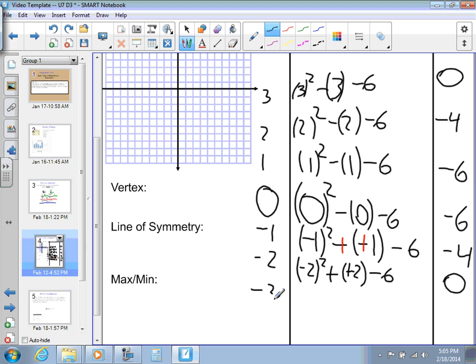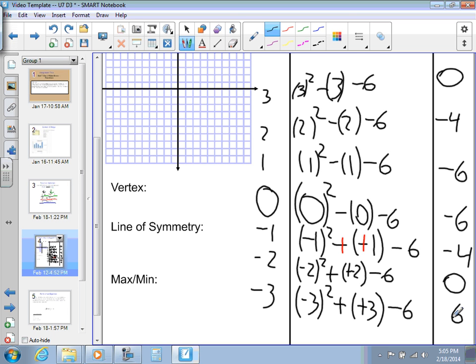Okay, let's put in a negative 3. So negative 3 squared minus negative 3 minus 6. Negative 3 squared is positive 9. And of course, those cancel out. So positive 9 plus 3 is 12. And 12 minus 6 is 6.